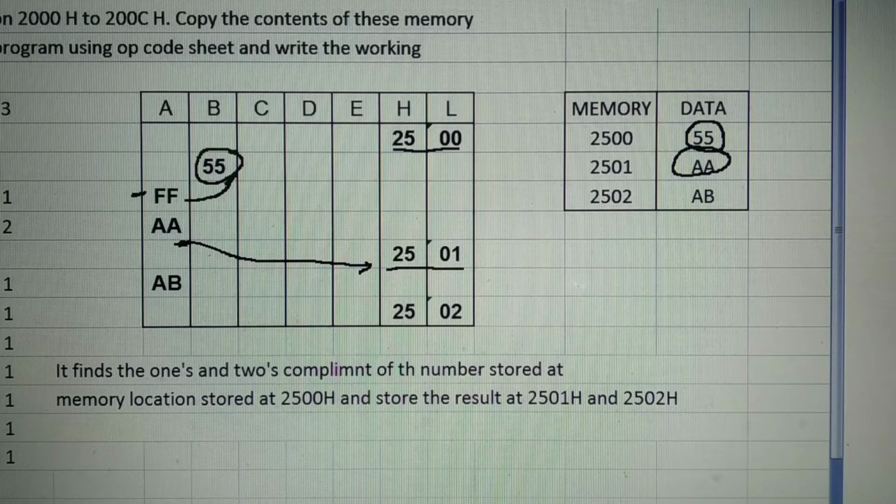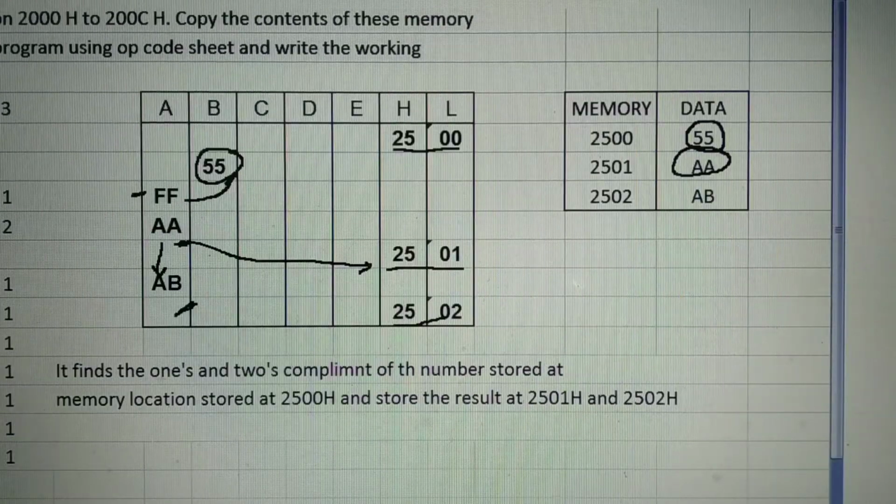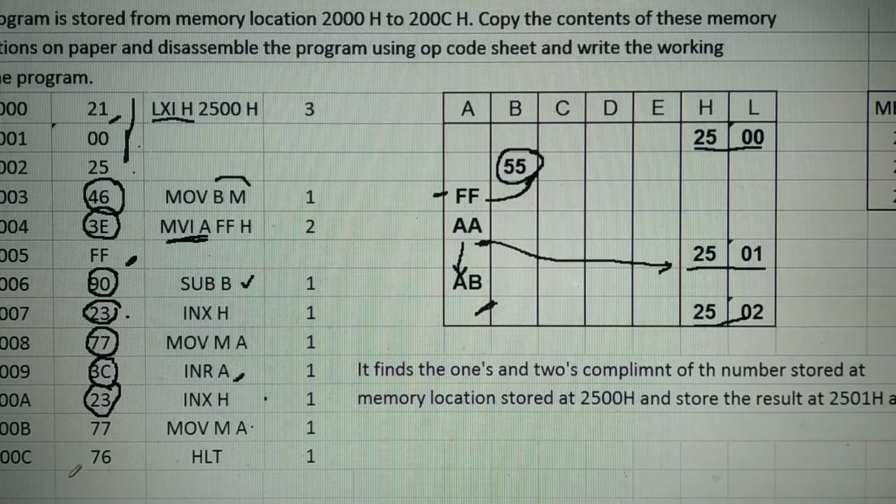The next instruction is 3C. The meaning of 3C is INR A: the content of the accumulator gets incremented by 1 and becomes AB. This is a 1 byte instruction. 23 is INX H, so HL becomes 2502. Then MOV M,A: the number from the accumulator, AB, is transferred to 2502. At 2502 you will get AB. The next instruction is 76, that is HLT; execution of the program stops.